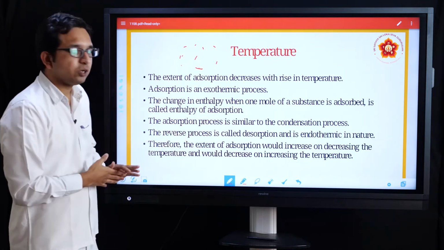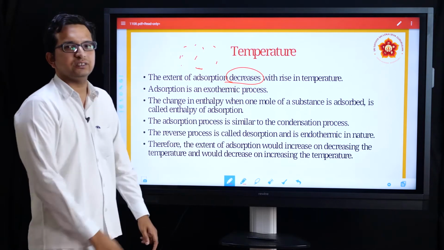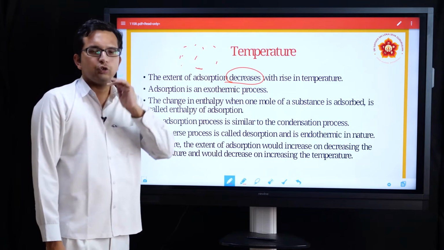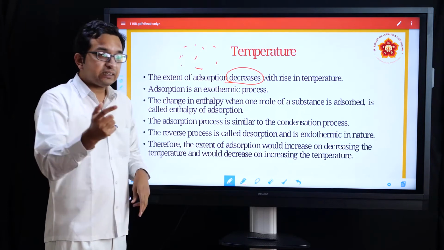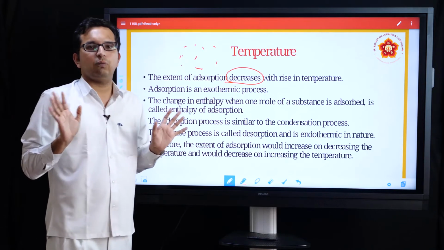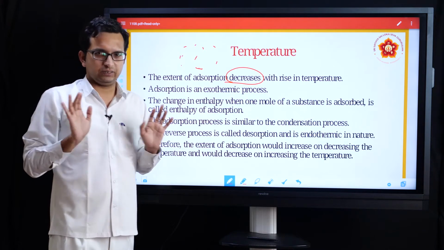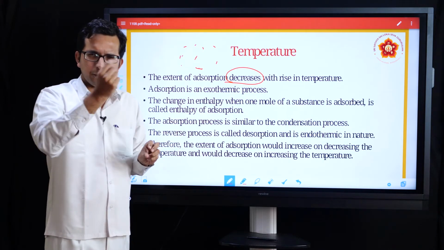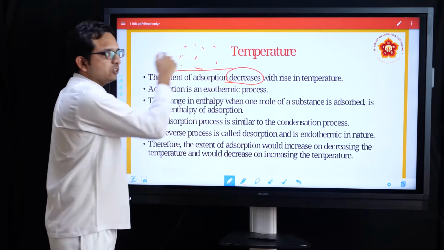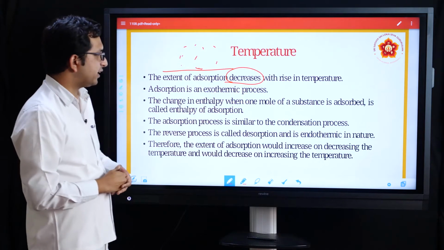That is what is being told here, that the extent of adsorption decreases with rise in temperature. The reason for this is that when you give temperature, you are going to increase the heat. That heat will be absorbed by these molecules, and the moment molecules have higher energy, they would not like to sit at a particular place. They would like to move around at a much faster pace, and therefore on a surface to adsorb them will be a little difficult. So adsorption is an exothermic process.